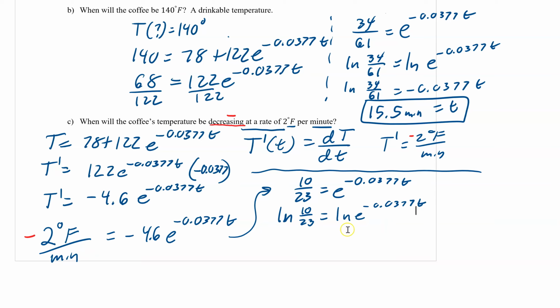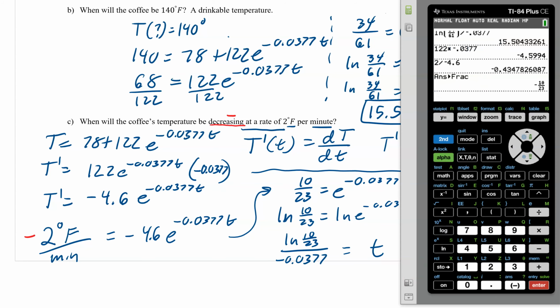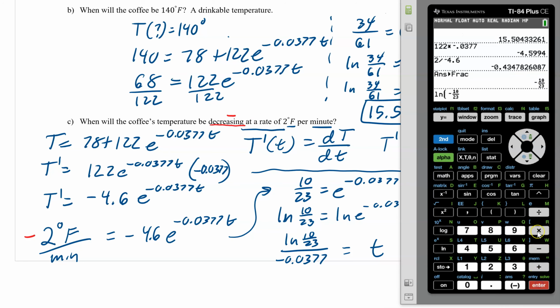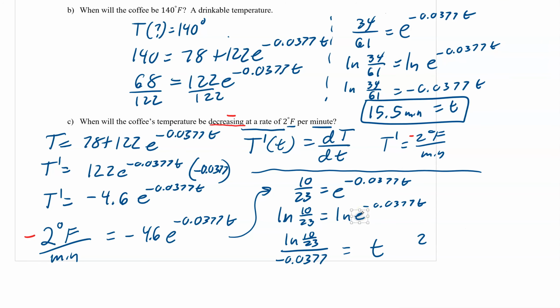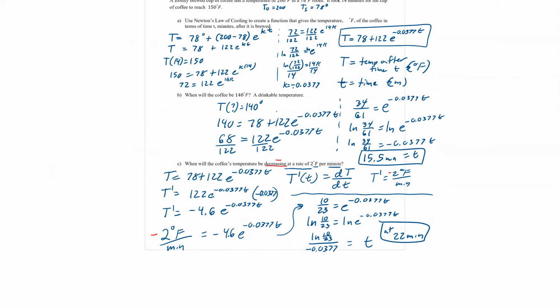Okay, so now that cancels and we end up with ln of 10 over 23, and then again it's just going to be divided by the rate. It's the same steps. So now if we plug that in, it'll tell us when the rate is decreasing by 2 degrees per minute. So natural log, go up, grab that, but I have a negative, so I'm going to put times negative 1 to get rid of it, and then divide it by negative 0.0377. So just say 22 minutes. So at 22 minutes, our temperature is going to be going down by 2 degrees per minute.